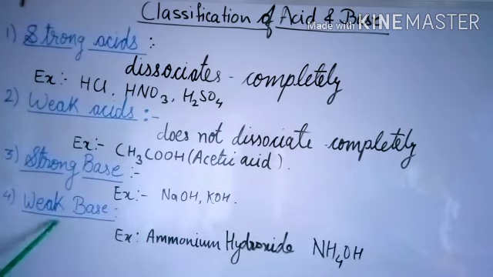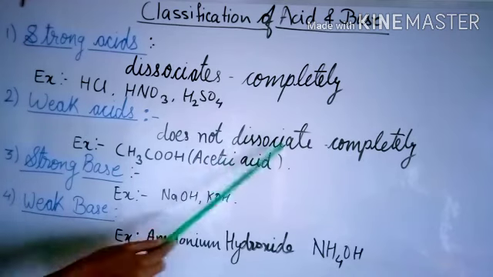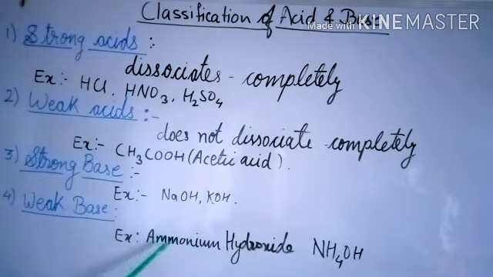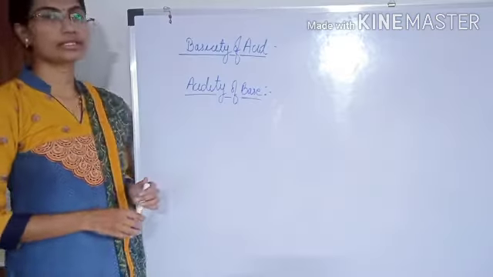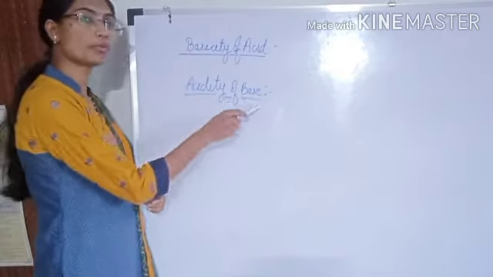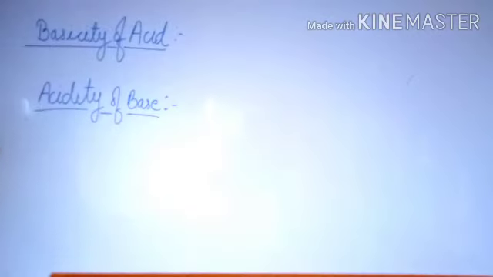Now what are the weak bases? Weak bases are those which do not dissociate completely into ions. For example, ammonium hydroxide, NH4OH. Now let's study basicity of acid and acidity of base. So what is basicity of acid?